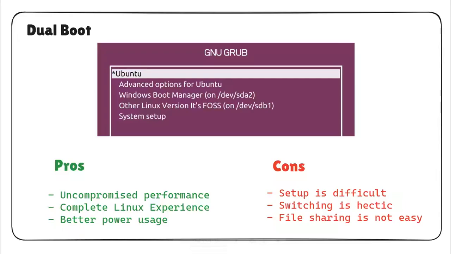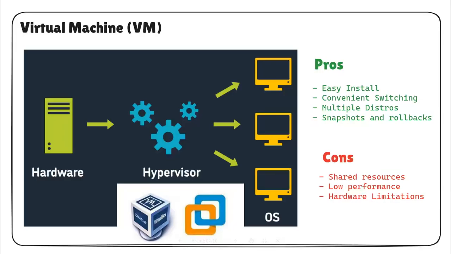So now let's talk about the method which is widely used in the case of cloud infrastructure. Also it is equally common to use it in our local system to install multiple operating systems. This method is by using a virtual machine. In this method we will require a software known as a hypervisor which will be running on top of our host operating system.